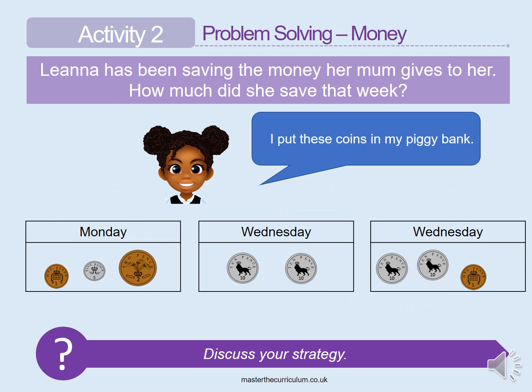So Leanna has been saving the money her mum gives her. How much did she save that week? So each day we've got Monday, Wednesday, and a little bit more on Wednesday. Okay, so we need to find the total of each box. So we've got a 5p and a 2p equals 7p. Add 1p. We've got 8p here. Now let's look at this box here, the middle box. We've got a 10p and a 10p. What's 10 add 10? Good, 20 pence.